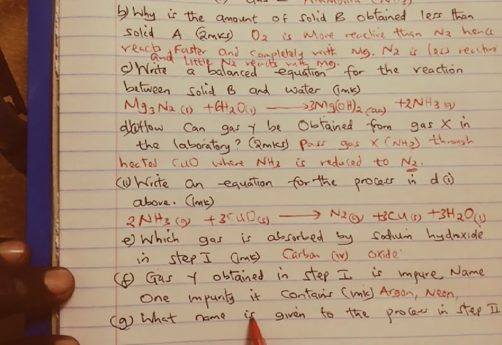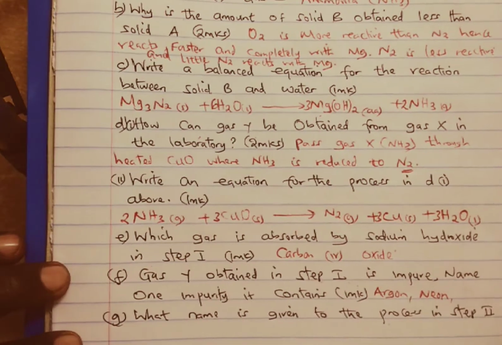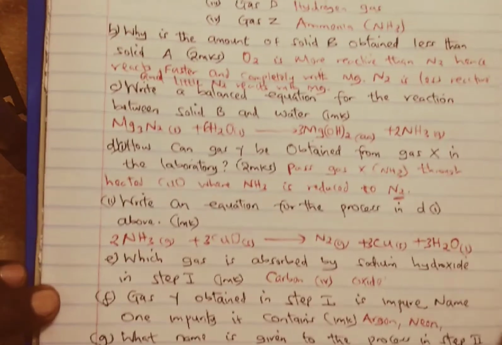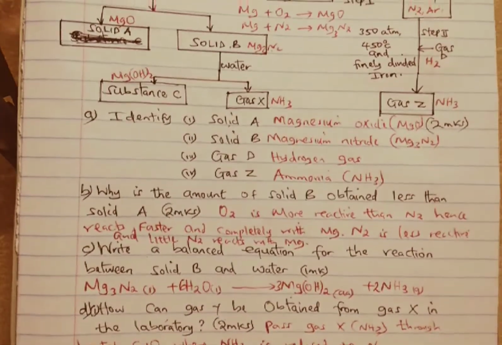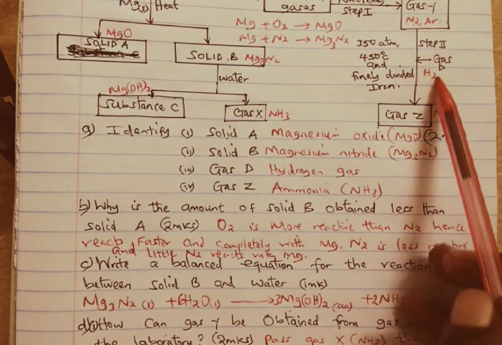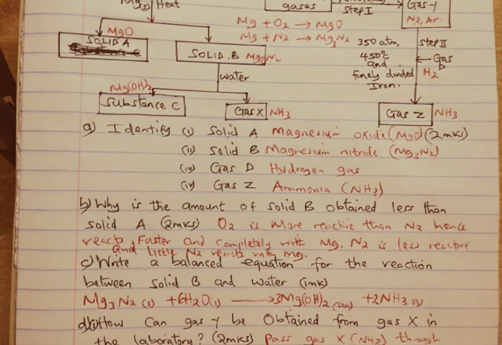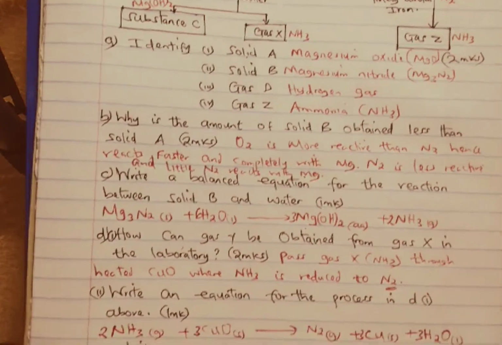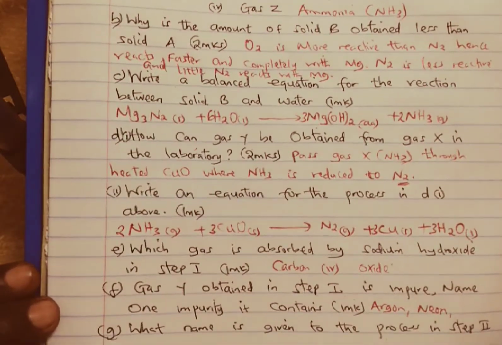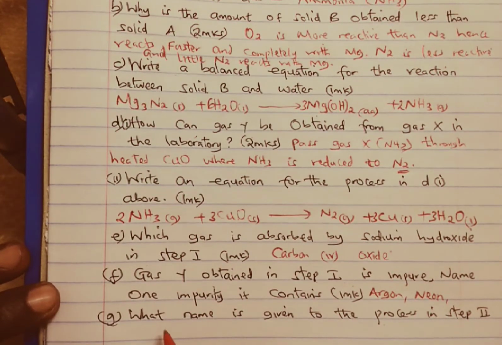Then what name is given to the process in step 2? Step 2 is where we have hydrogen and nitrogen combining to form ammonia, and ammonia is manufactured or prepared by a process called Haber process.